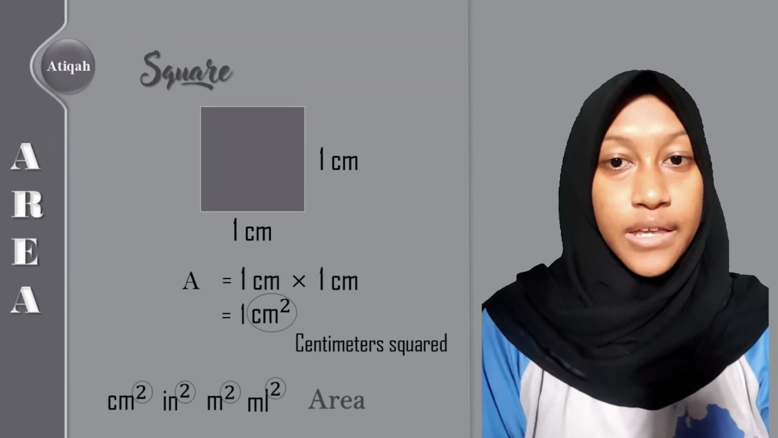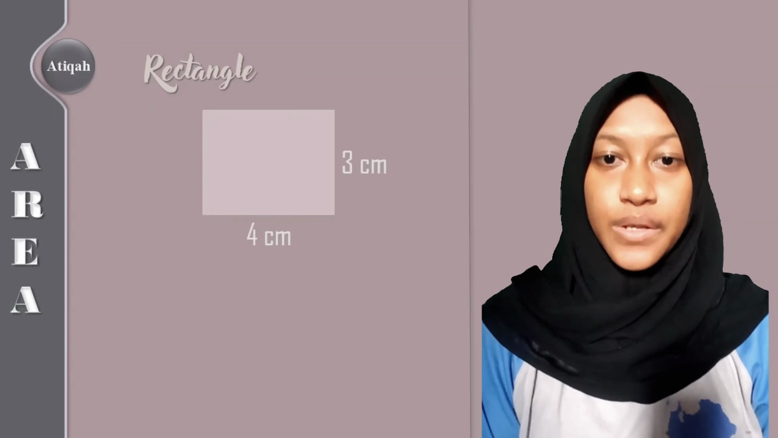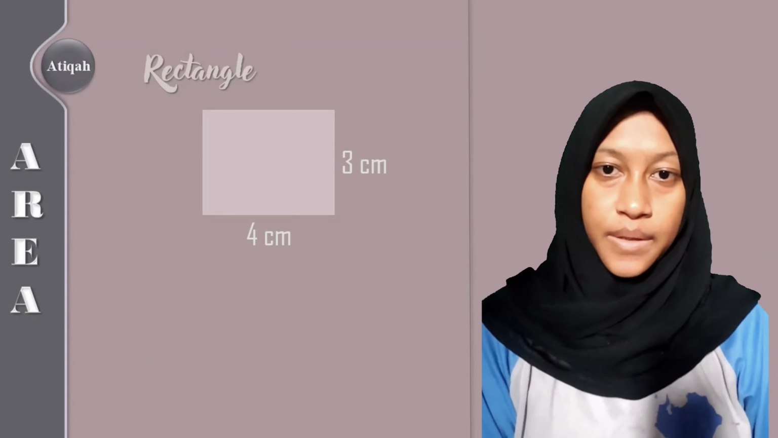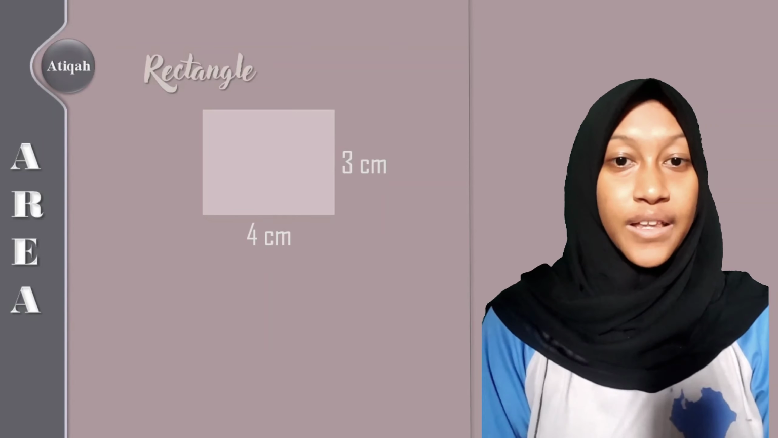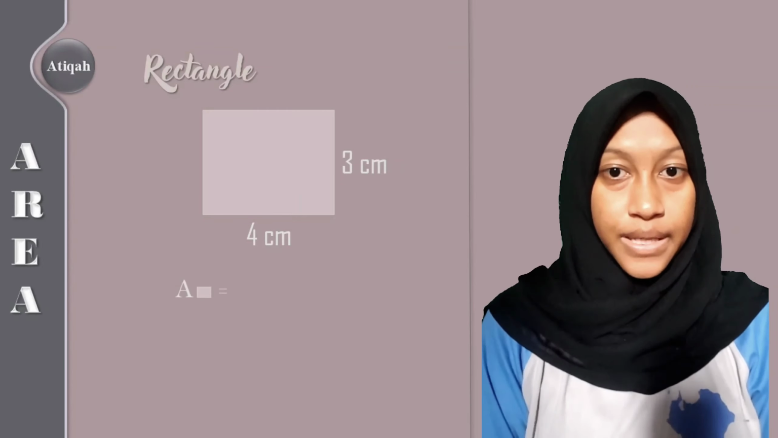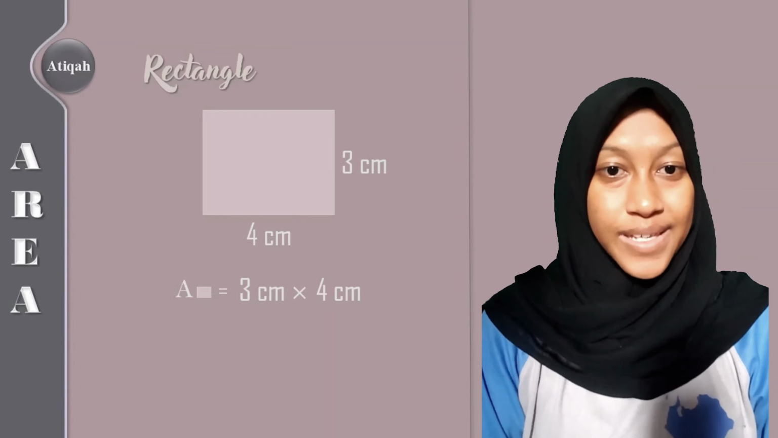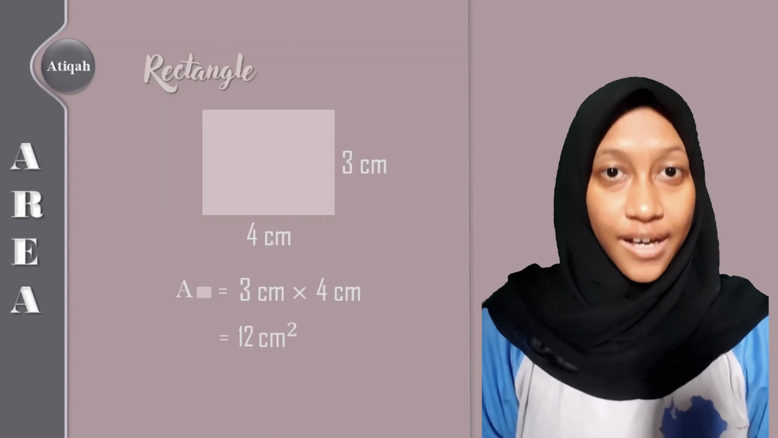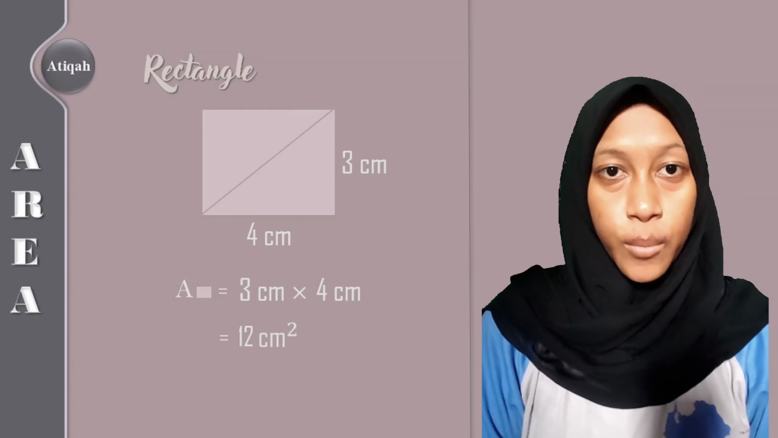Now let's see if it works for a rectangle. The dimensions of this rectangle are 3 centimeters by 4 centimeters. So what is its area? Well, using our formula, we know that the area would be 3 centimeters times 4 centimeters, which is 12 centimeters squared. But now, what if we cut this rectangle exactly in half along a diagonal line from opposite corners?